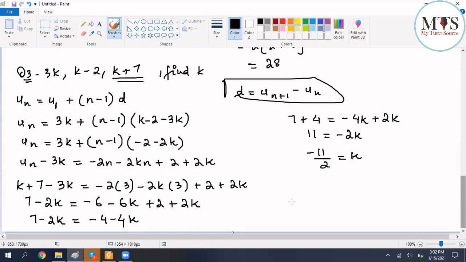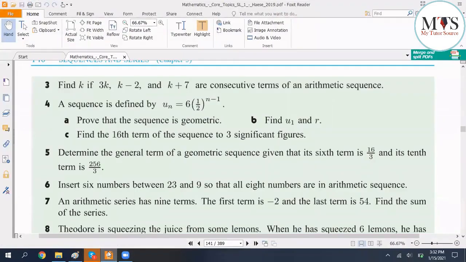Any confusions about this now? Not really, just a long process. Sometimes I forget steps. But you just need to look at the question and look at the keywords. Here the keywords are arithmetic sequence, consecutive terms. Keeping these in mind, you know 3k would be u1, k minus 2 is u2, and so on, consecutive terms going in a flow. Based on that information, you can make your equation and find the value of k.